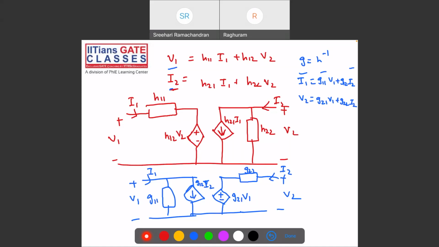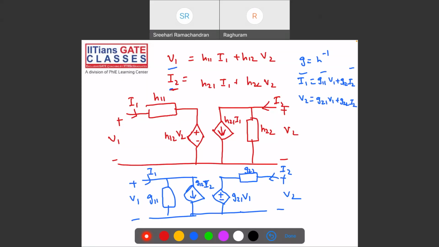These are G parameters and H parameters. G parameters are called inverse hybrid parameters. Why it got the name G parameters is nothing special. The logic is only that after G you get H, so the inverse of H you can call G, in alphabetical sequence. That is why they are called G parameters, inverse hybrid parameters.